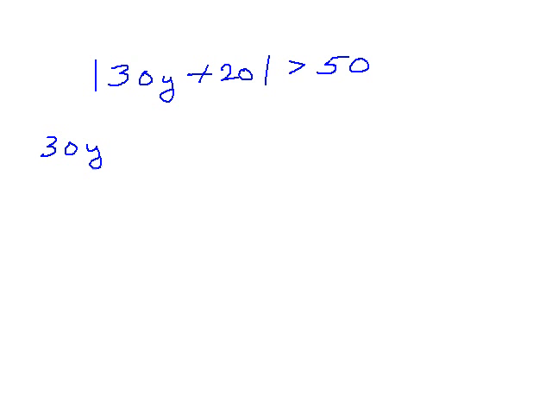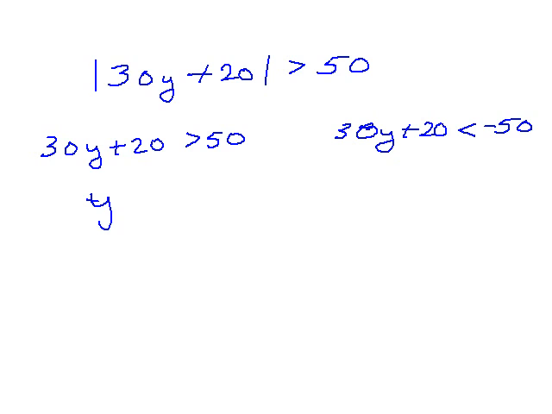Here's a problem that cannot be wrapped into one equation with three parts. Instead, it has to be done separately. Say we have the absolute value of 30y plus 20 is greater than 50. To solve it, we break it into two pieces. 30y plus 20 is greater than 50, or 30y plus 20 is less than negative 50.